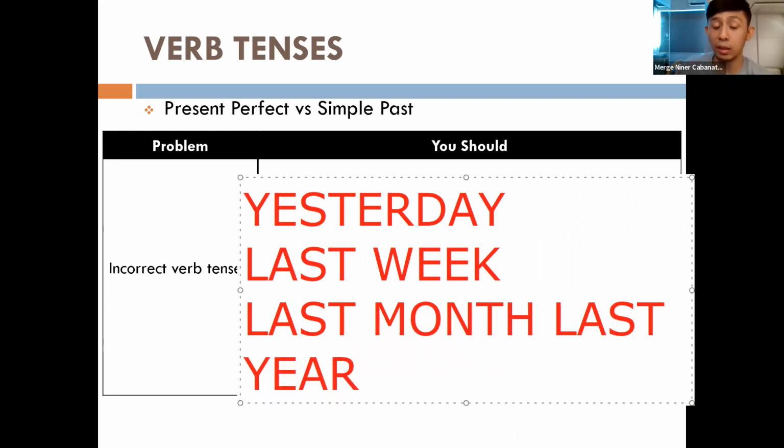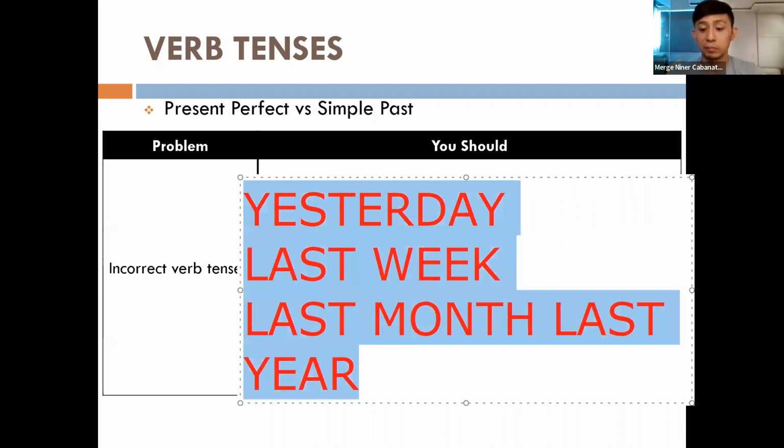You will be using the simple past. Last week, I went to Pangasinan. Diba? Last month, I lost 5 kilograms. Yesterday, I was asleep the whole time. Diba? Last year, I was fat. For example lang.